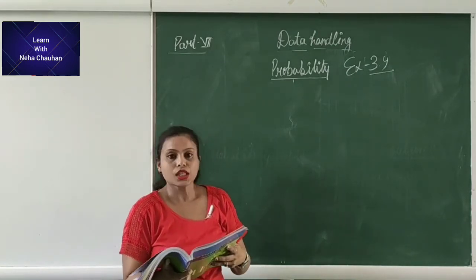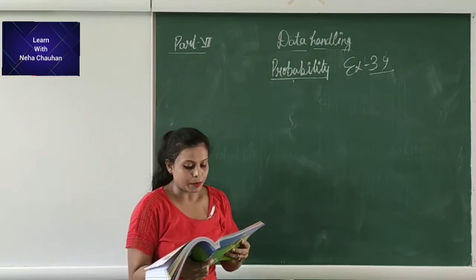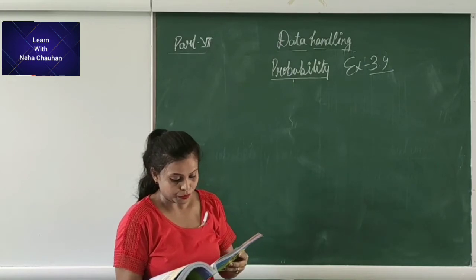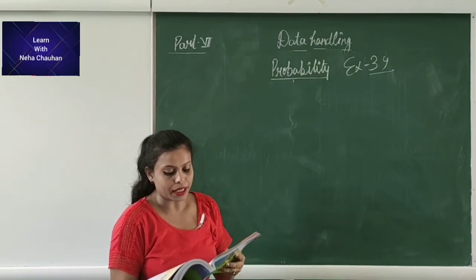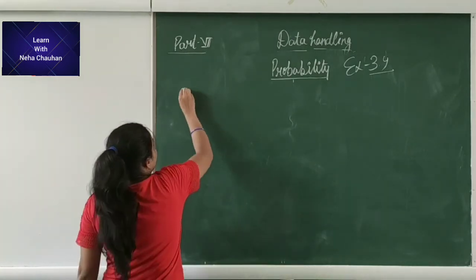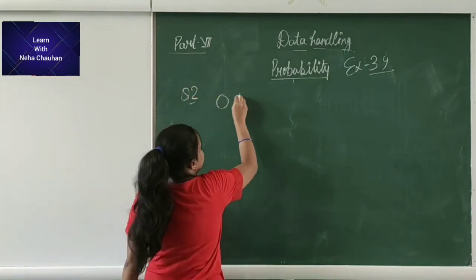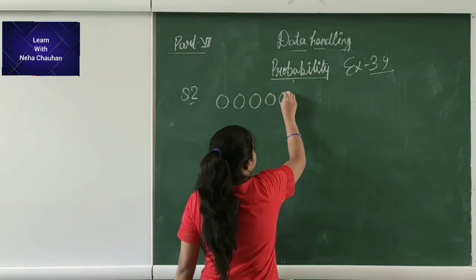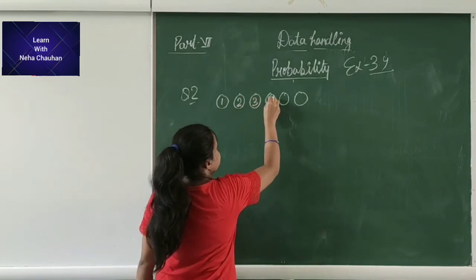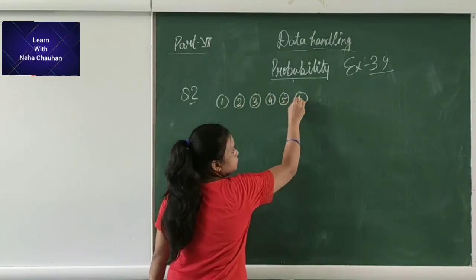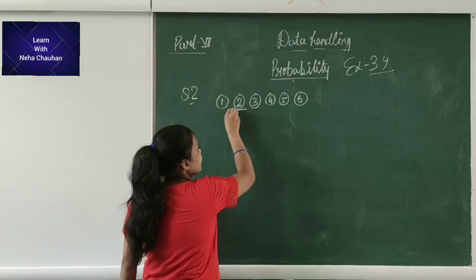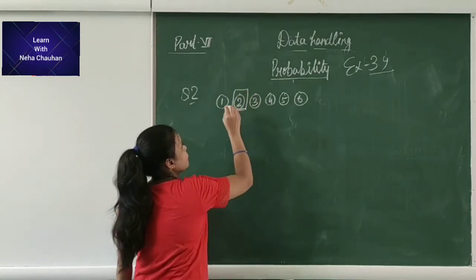Let's do question number 2. There are 6 marbles in a box with numbers 1 to 6 marked on each. What is the probability of drawing a marble with number 2? We have 6 marbles, each marked with a number. So what is the probability of getting this marble?